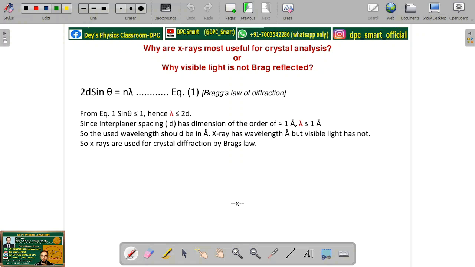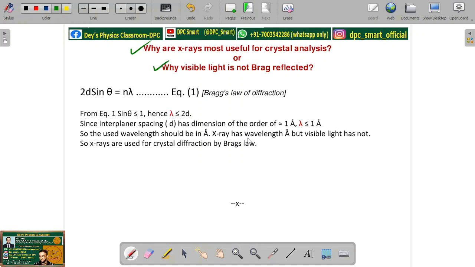From Bragg's law or from X-ray diffraction from crystalline material, another question that is very much important, which is why X-rays are most useful for crystal analysis. Structure of crystal, why X-rays are used? In other words, why visible light is not Bragg reflected?